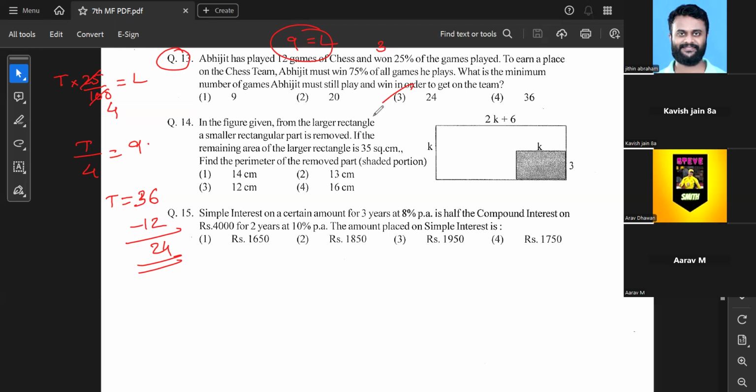So, the percentage he has lost, that is 25 percentage of the total, should be equal to the number of matches he has already lost, which is equal to 9 in this case. Hence, I have written T multiplied by 25 upon 100 is equal to L, which is equal to 9. Hence, T by 4 is equal to 9. That gives you total is equal to 36, out of which he has already played 12 games. So, the number of games he has to play is 24.